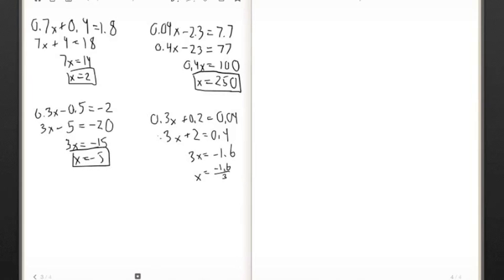Now we really shouldn't leave a decimal in there. So multiply the numerator and the denominator by 10. It'll be negative 16 over 30, and that will reduce to negative 8 over 15.